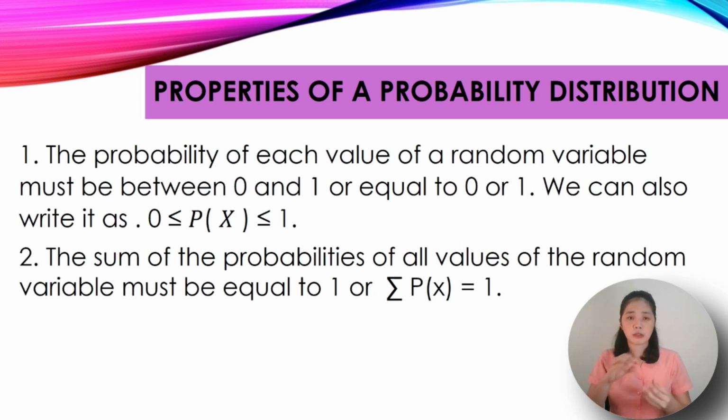And then the next property of a probability distribution is that the sum of the probabilities of all values of the random variable must be equal to 1, or we have here the symbol summation of P of x is equal to 1. Ibig sabihin, pag in-add natin lahat ng probabilities of the random variable, dapat our answer is 1.